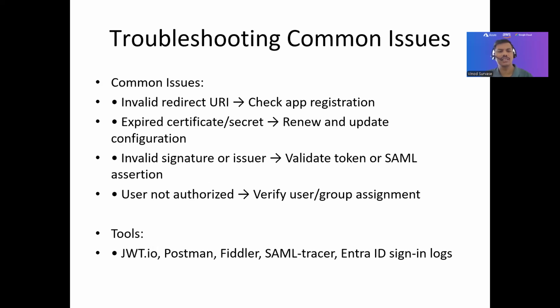These are some of the common issues that you would see and you might have seen as well. Starting from an invalid URI, which of course means checking the app registration. If that URI is not correctly set or configured, or the certificate or secret is expired, we need to renew it and update it with the respective configurations, and that should work as expected. Including invalid signature or issuer, which throws an error or notification, and we can go ahead and validate tokens or the SAML assertion.